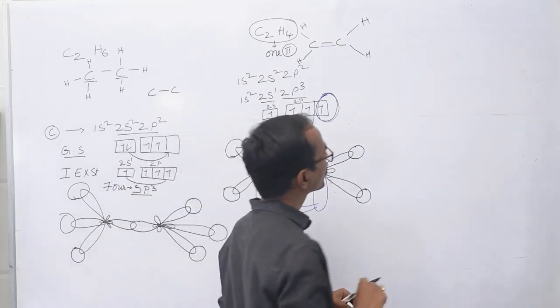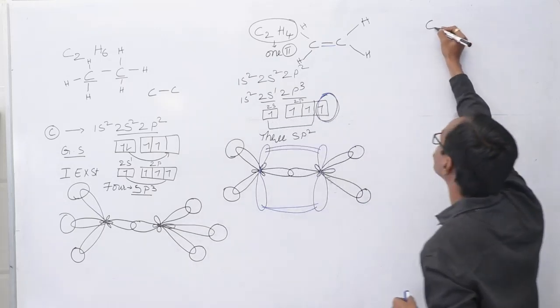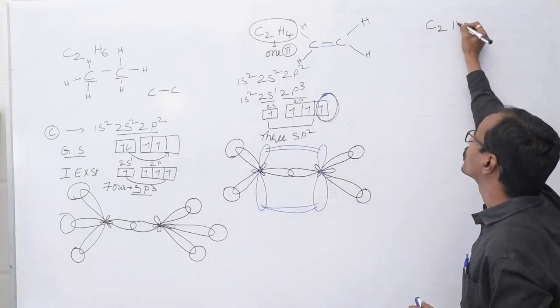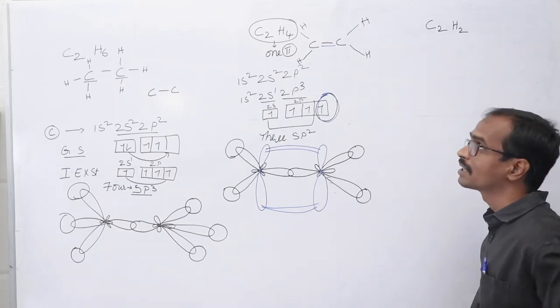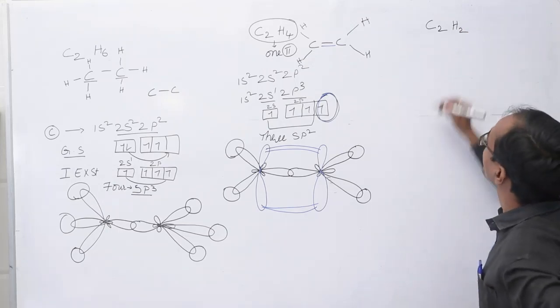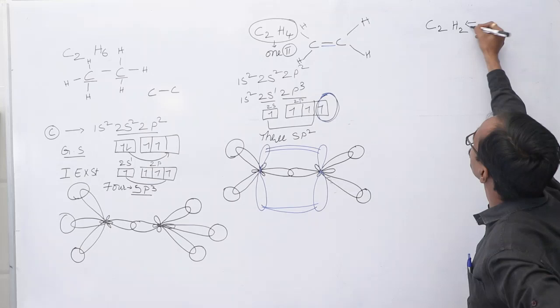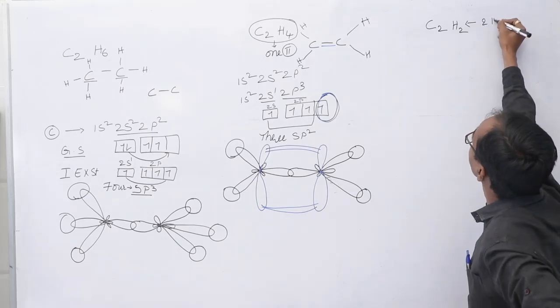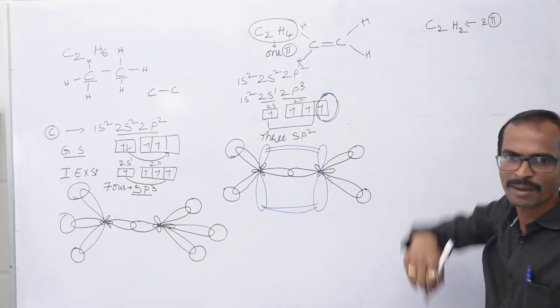And next, let us come to acetylene. We know that the molecular formula is C2H2, and as acetylene belongs to the alkynes, it has 2 pi bonds. How many pi bonds does it have?